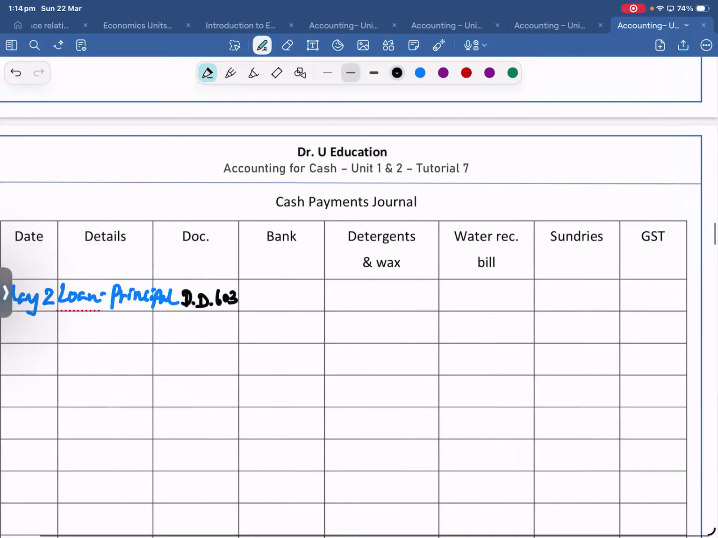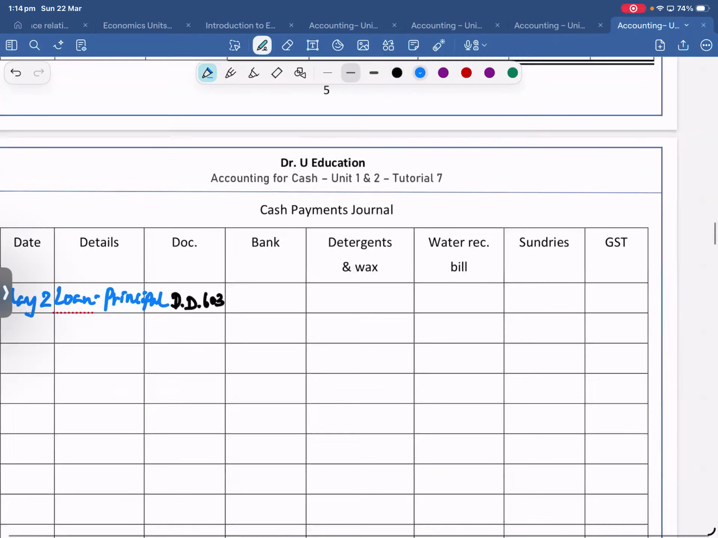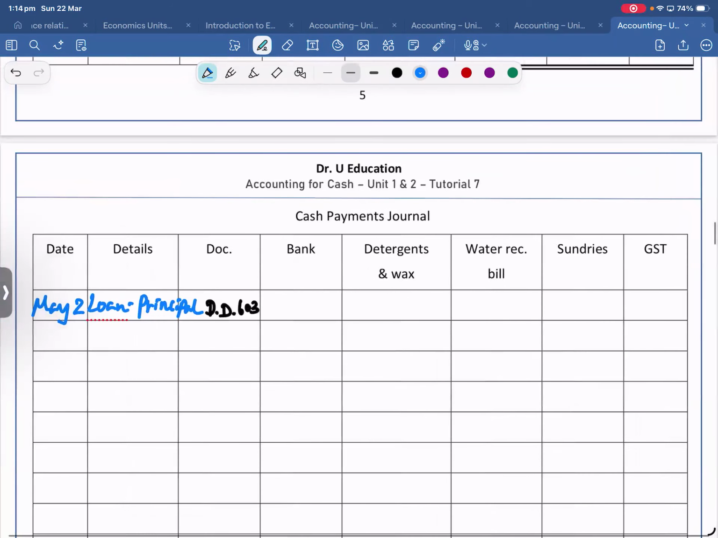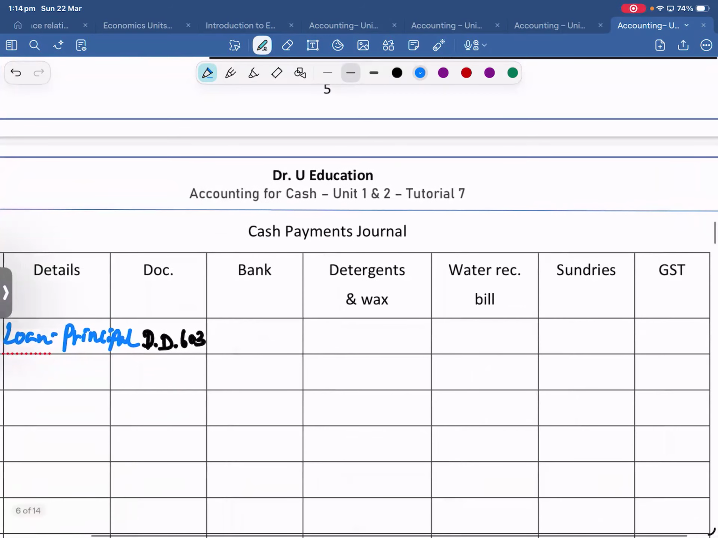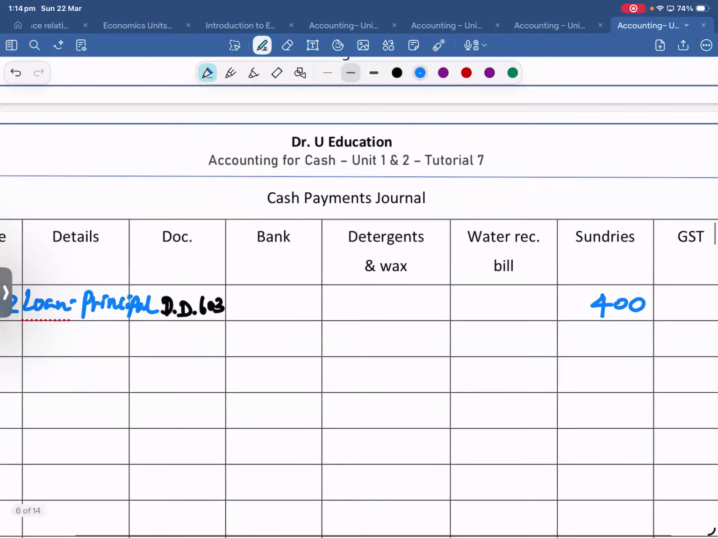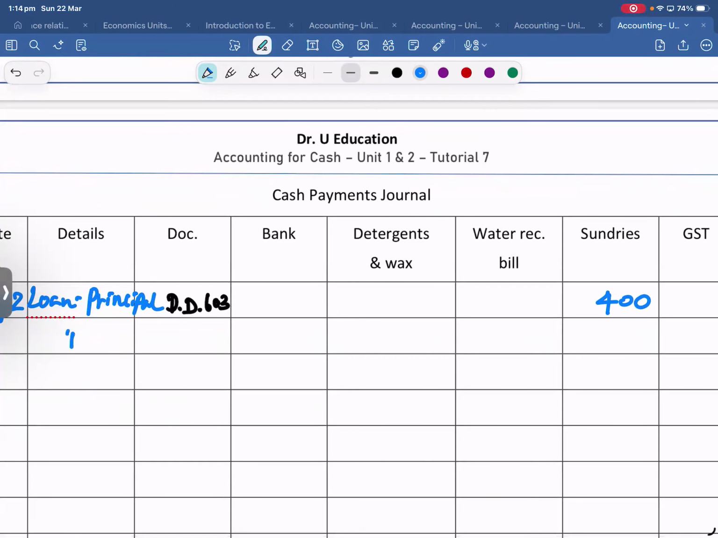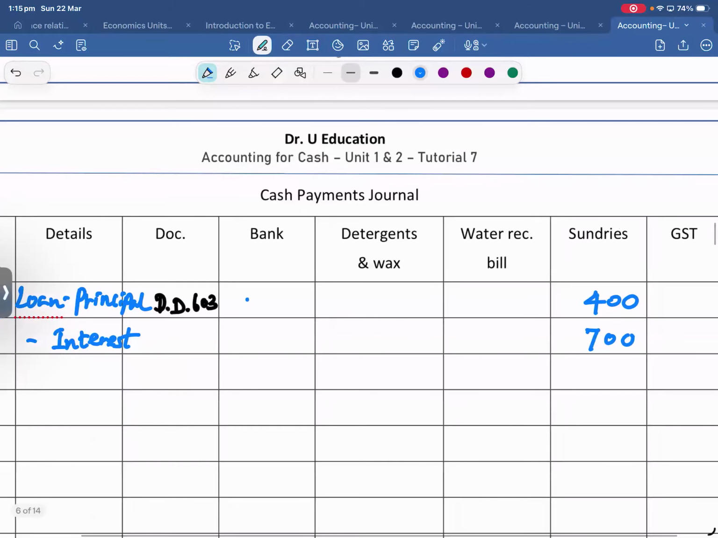Right? Then how much is the amount? This one we are going to get. Okay, record like what I do. Loan principal is going to be 400. Then interest, right? 700. No GST. Total we are going to get 1100 under the bank.